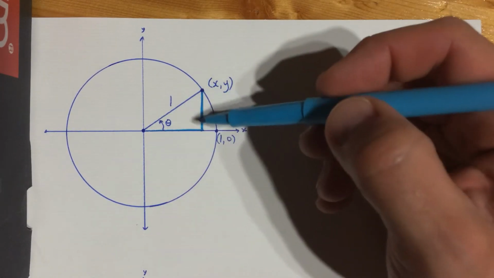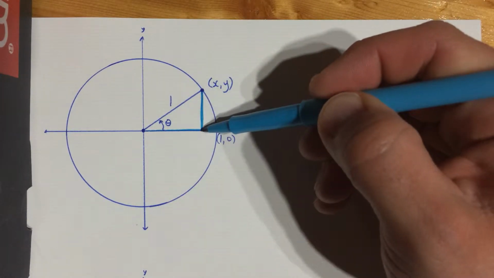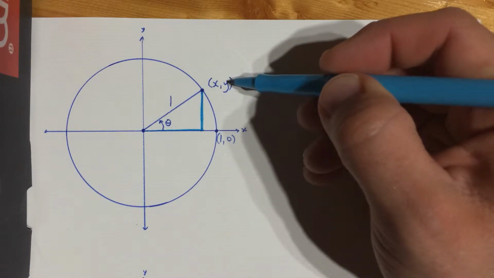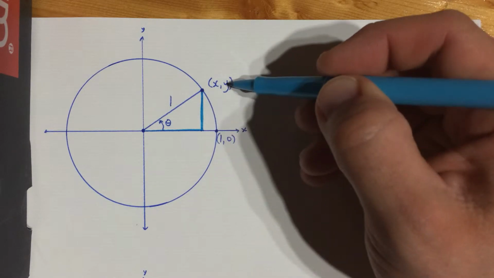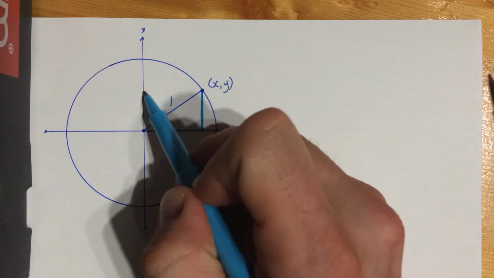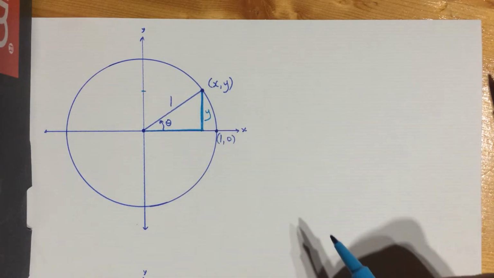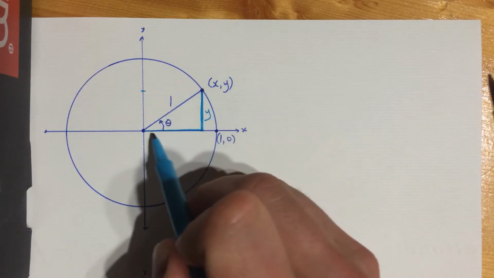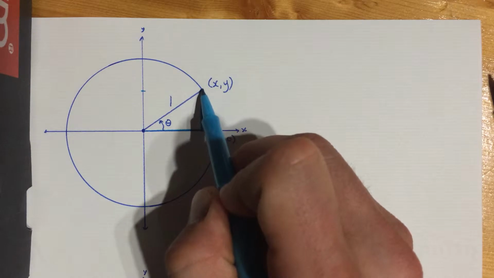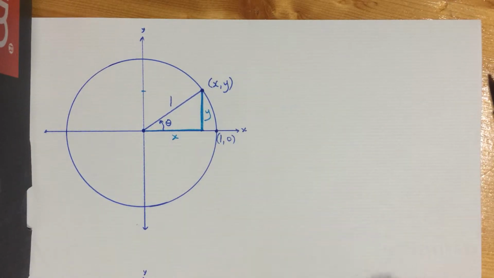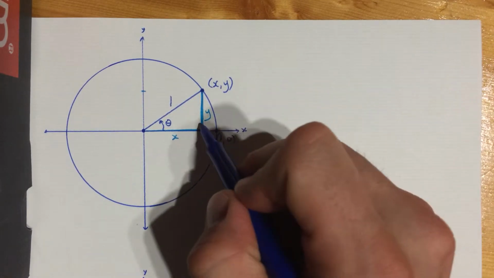Well, let's see. This distance from the x-axis up to this point is the value y. That's the length of this. That's what the y-coordinate means. It's that sort of height on the axis there. That's length y. All right, that's pretty nice. And similarly, this distance out here is x. That's pretty cool. So, well, this is just a little right angle triangle.